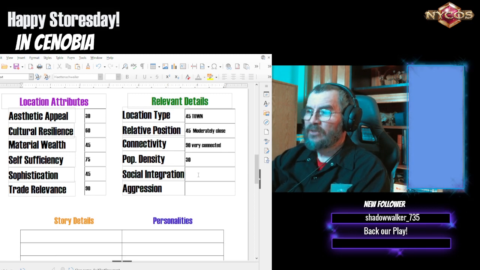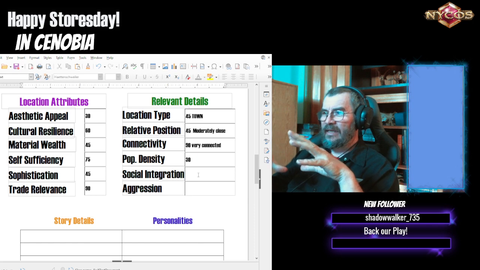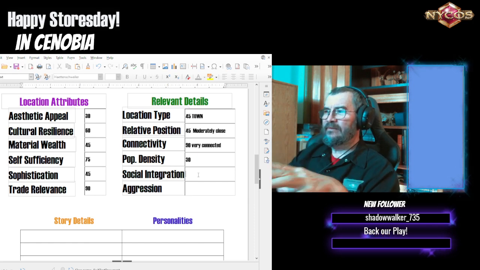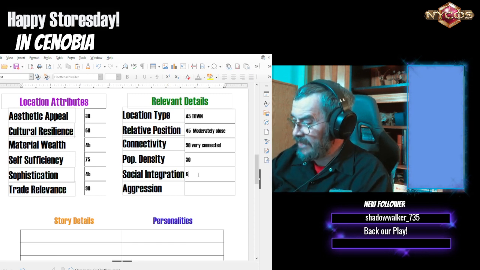Social interaction. Because of social integration in a village that supports trade to other cities, I'm going to set the social integration relatively high at 60.